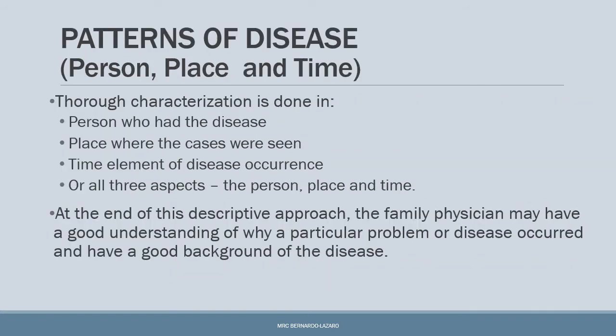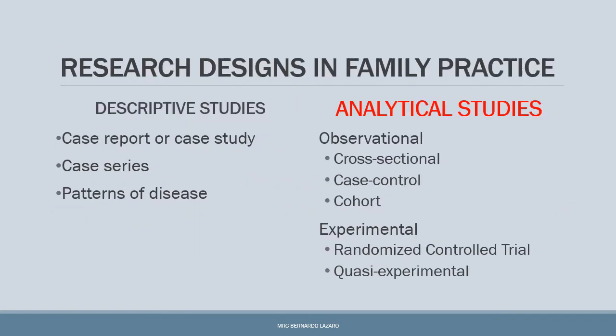In patterns of disease study, a thorough characterization of a particular disease entity is done to establish patterns of illness. Studies under this may involve characterization of the person who had the disease, characterization of the place where the cases were seen, or characterization of the time element of disease occurrence, or all the three aspects, the person, the place, and the time. At the end of a descriptive approach, the family physician may have an understanding of why a particular disease or problem occurred and somehow have a good background of the disease. So those are the descriptive studies.